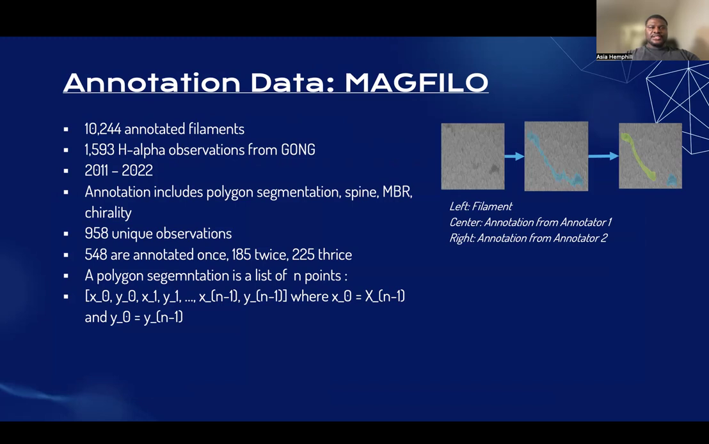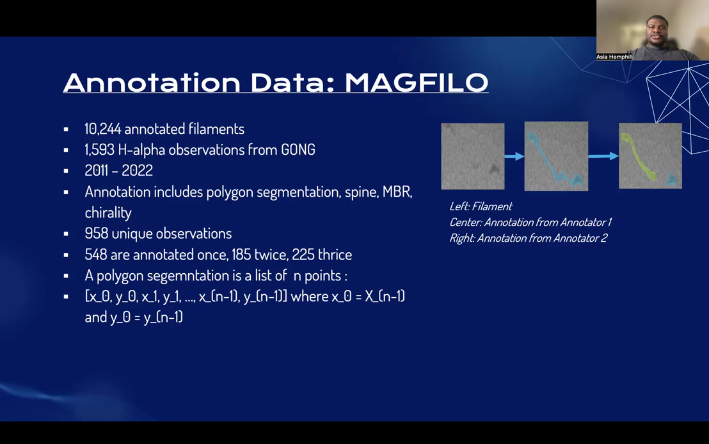We also use annotation data, particularly from MagPhilo. MagPhilo contains 10,245 annotated filaments across 1,593 H-alpha observations from GONG from the years 2011 to 2022. The annotation includes polygon segmentation, spine, minimum bounding rectangle, and the chirality of the filament. 958 observations are unique: 548 are annotated once, 185 twice, and 225 observations are annotated 3 times.